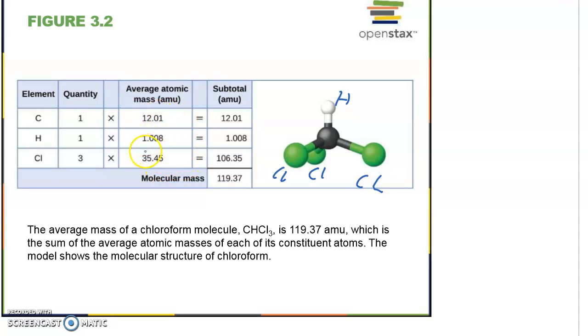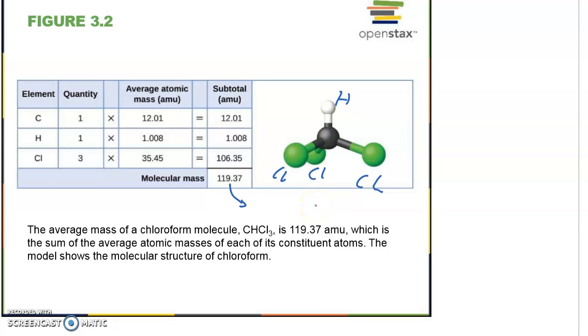How do I add them together and find the molecular mass? Over here, hydrogen I have 1, carbon I have 1. However, chlorine I have 3, so I have to multiply by 3. Atomic mass multiplied by 3, I got 106.35. And I add up the mass of all the atoms. What I get is 119.37 AMU. So this one is called molecular mass. Very often, people call it molecular weight.